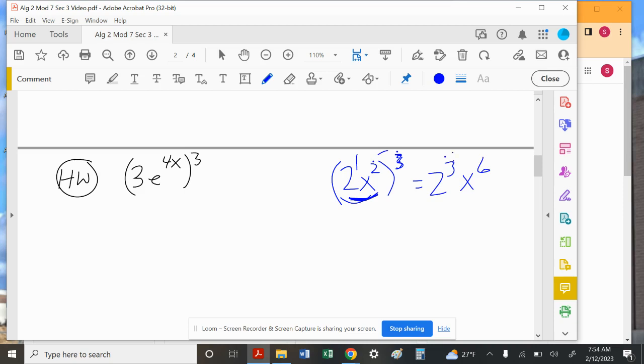So the same thing over here. We'd have 3 to the third, e to the 4x times 3. 3 to the third is 27. And we multiply those two powers there. So we have e to the 12x. So that's what we'd have as the final answer.